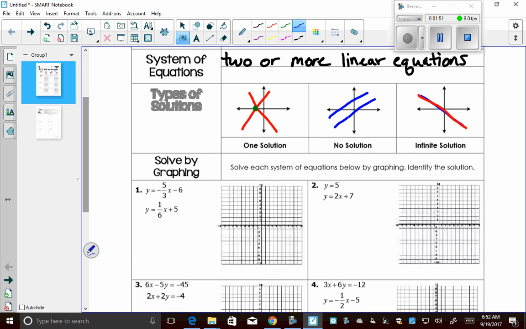Now, with no solution, the lines are going to be parallel. And I think I misspelled parallel. Yeah, there's only one R in parallel. And then with the infinite solution, like I said, they're the same line.